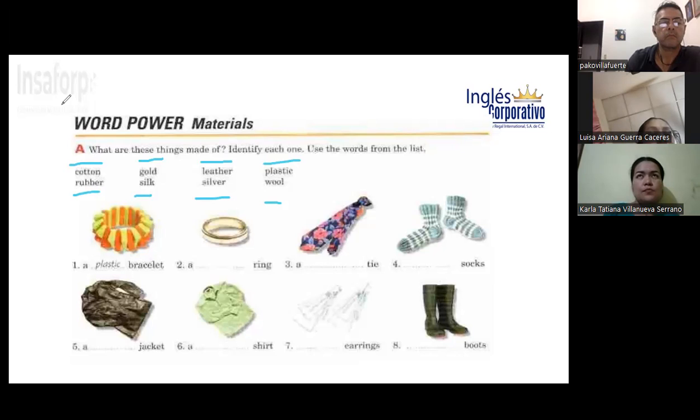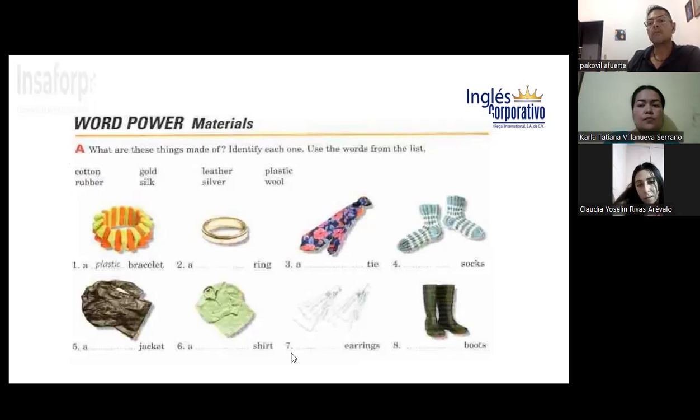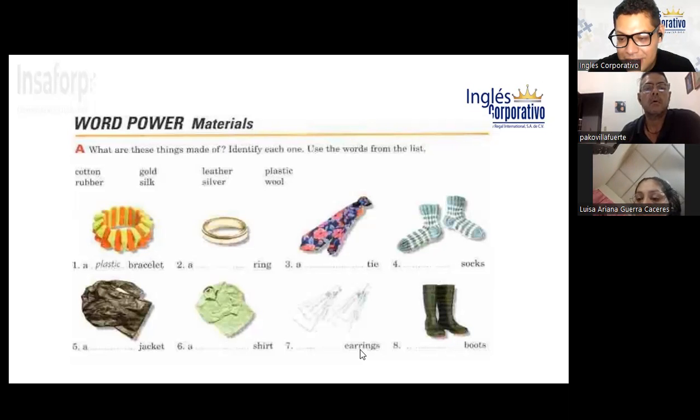So we can see here an exercise related to this one. And I want you to help me to match also the answers right here. Muy bien. Vamos a pedir a Mr. Villafuerte que nos lea la indicación en inglés. Words, power, materials. What are these things made of? Identify each one. Use the word from the list. Thank you. All right. So in that case, we know that we have some objects here, and what we have to do is check the material and also the possible answers.